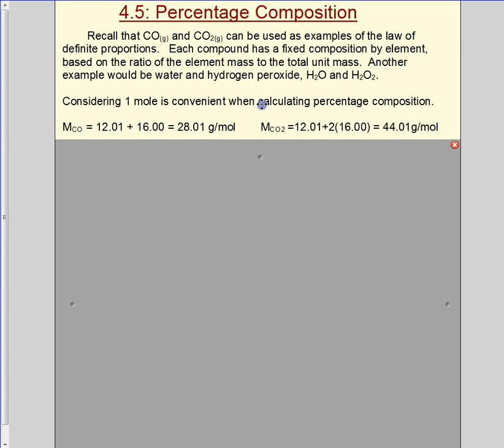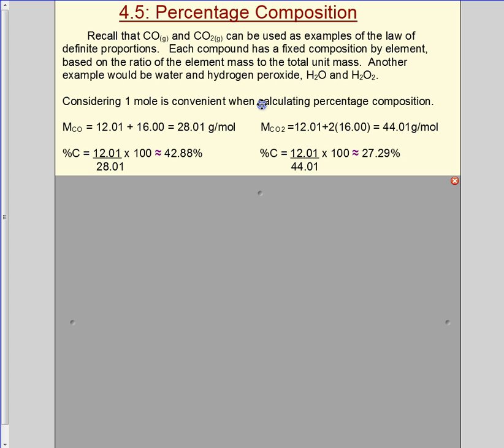So we just add the relative atomic masses based on the number of atoms of each element, and we get our totals. The next thing we're going to do is take the percentage of each of the element masses to the total, and we find that carbon has percentages of about 43 and 27 respectively for those two compounds. So there's more carbon in carbon monoxide, which fits our understanding of the molecule. It's a 1-to-1 ratio of atoms, whereas carbon dioxide is a 1-to-2 ratio of atoms. And the rest of the mass, or the rest of the percentage, must be for oxygen.